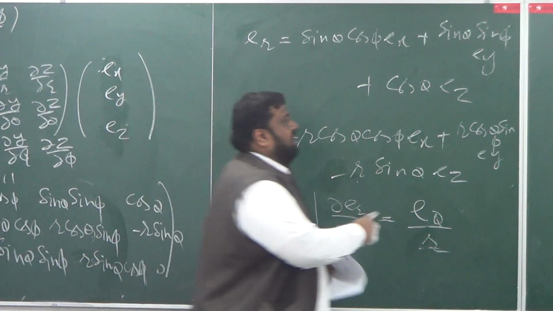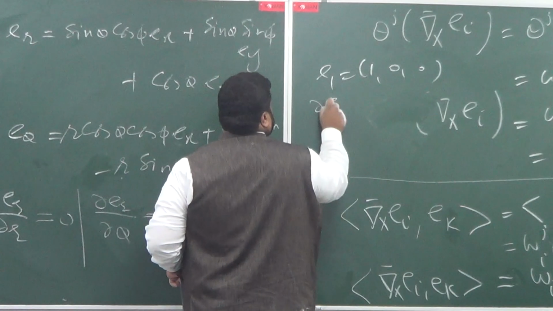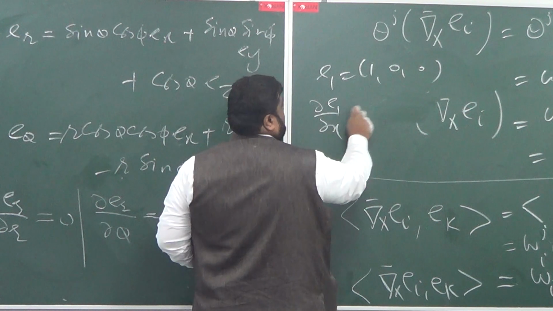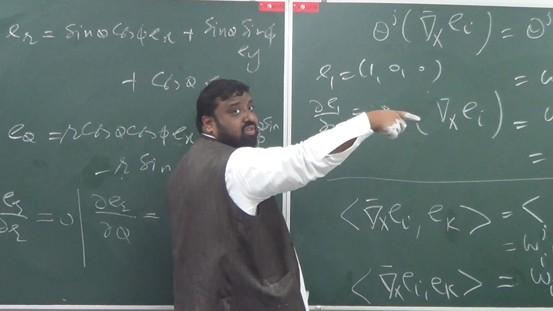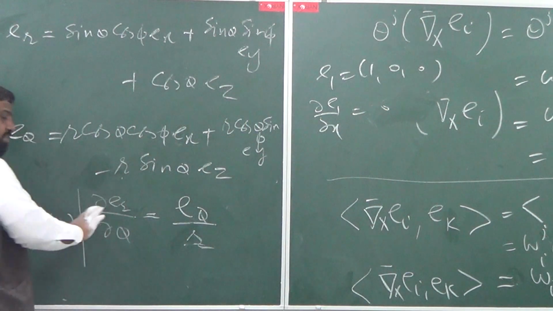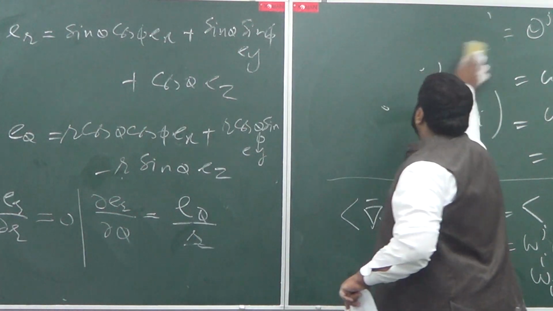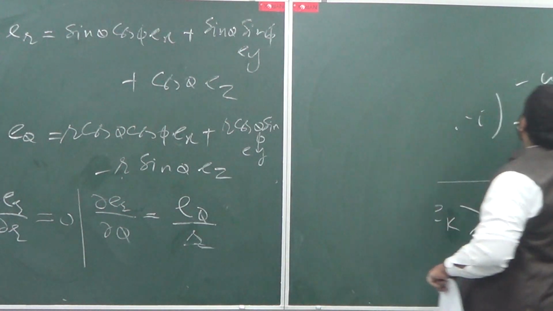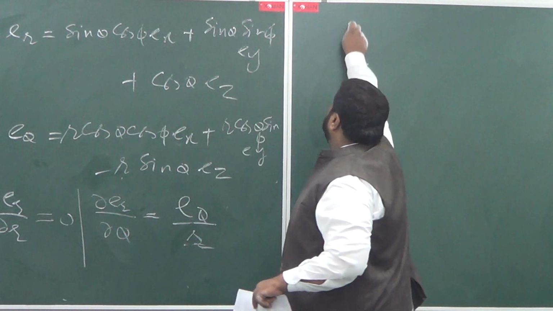if I take E1, which is 1, 0, 0, 0, and differentiate E1 with respect to x, I'm going to get 0. With respect to y, 0, with respect to z, 0. Similarly for E2 and E3. But in the case of these coordinates, it's not going away. It's not going away. Are you getting the point? In other words, now you can realize it.